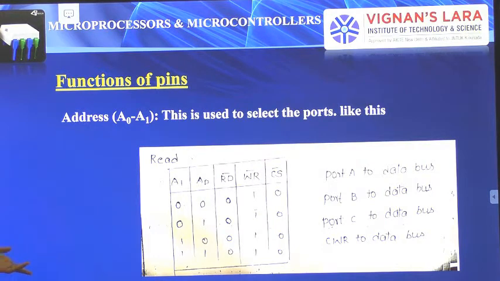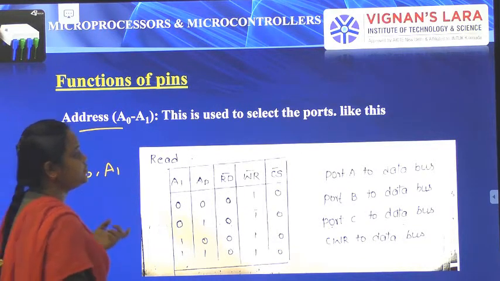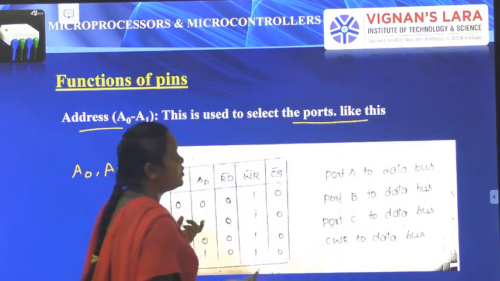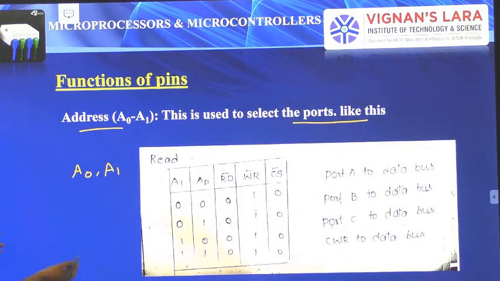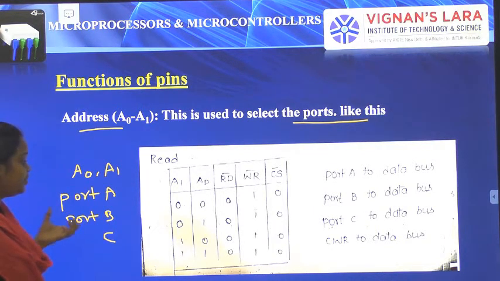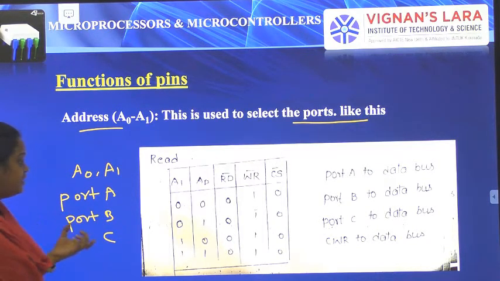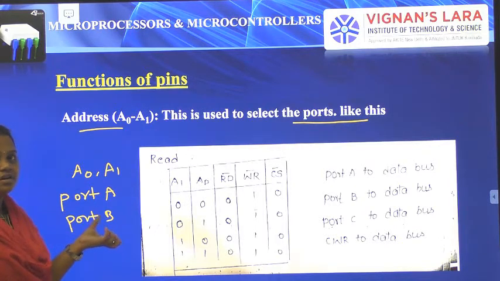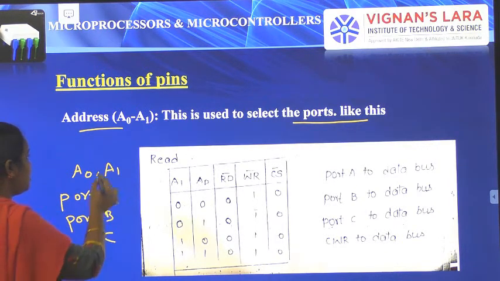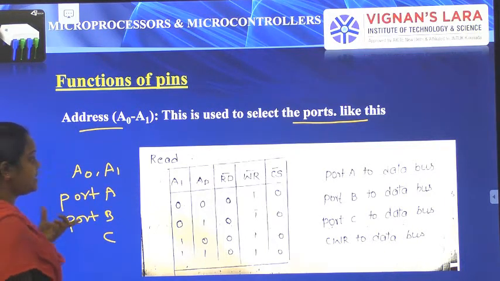Coming to the address pins, the functions of pins A0 and A1: we have 2 pins for the address, A0 and A1. These are used to select the ports, whether port A, port B or port C is being used. Whichever port operation is going on, port A, port B or port C, it is identified by the address pins A0 and A1.